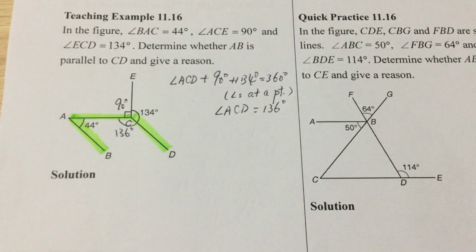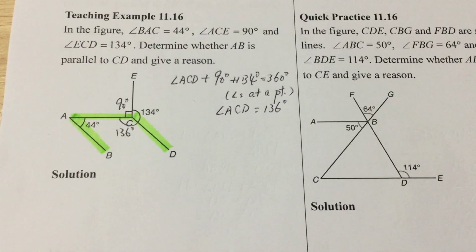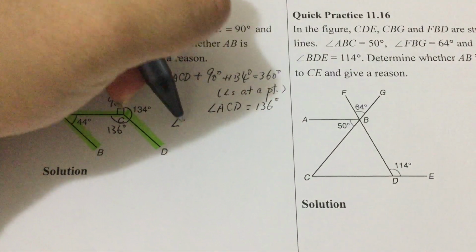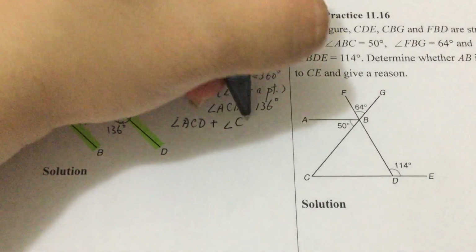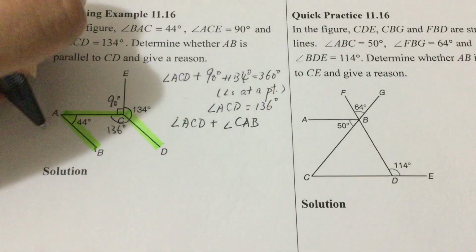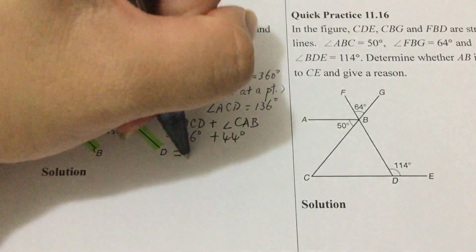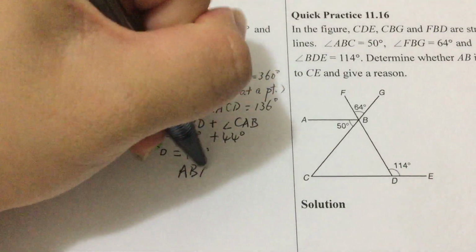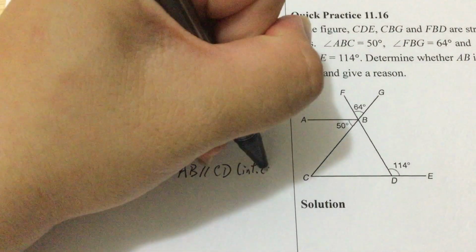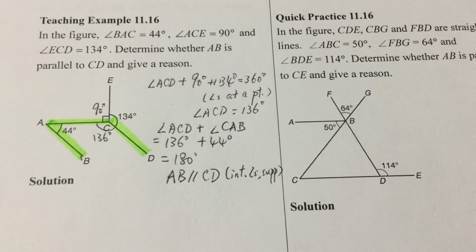So we can add these two angles together. If this is 180 degrees, we can say that the interior angles are supplementary, so they are parallel. Otherwise, they are not parallel. So angle ACD plus angle CAB is equal to 136 degrees plus 44 degrees, and luckily this is equal to 180. So we can say AB is parallel to CD. This is called interior angles supplementary. Okay, I hope this one is not difficult for you.